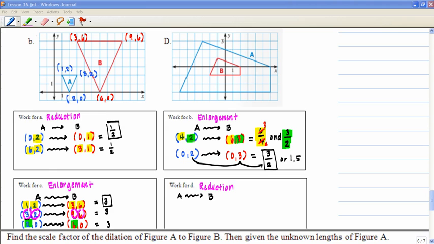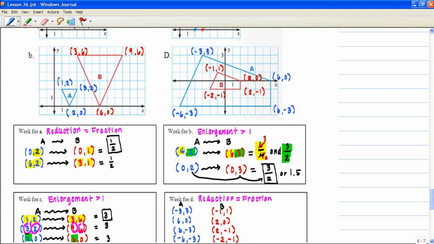Okay, after labeling my quadrilateral, I find that the point (-3, 3) corresponds to (-1, 1) in quadrilateral B. (6, 0) corresponds to (2, 0). (6, -3) corresponds to (2, -1). And (-6, -3) corresponds to (-2, 1). And this is a reduction. We're starting off with quadrilateral A, which is this blue large quadrilateral, and then we're ending up with quadrilateral B, which is a small pink one.